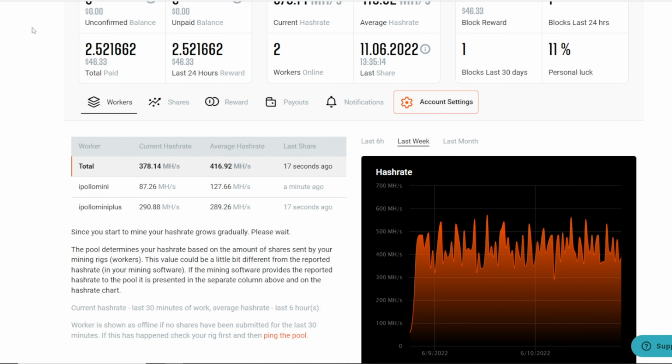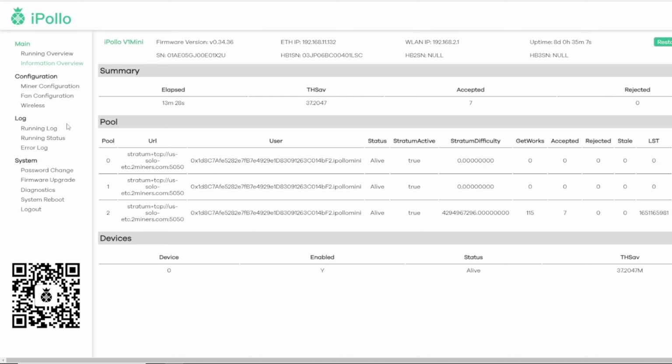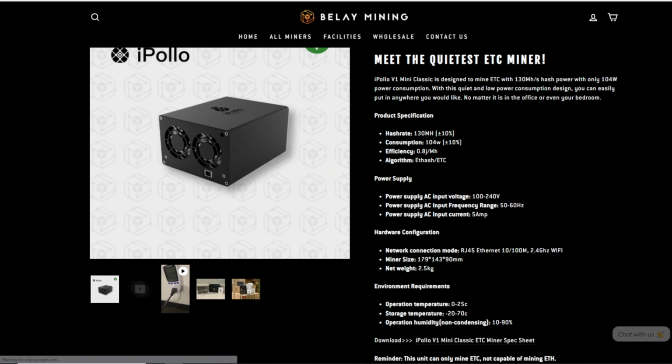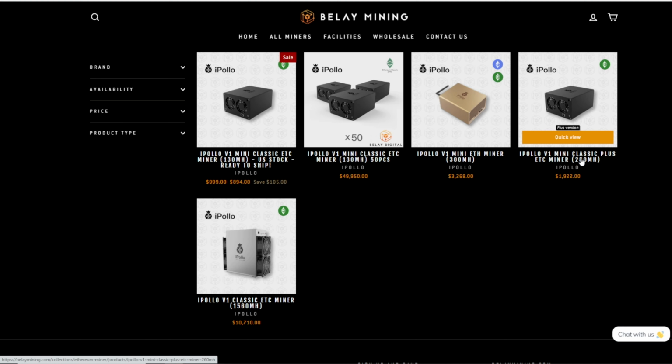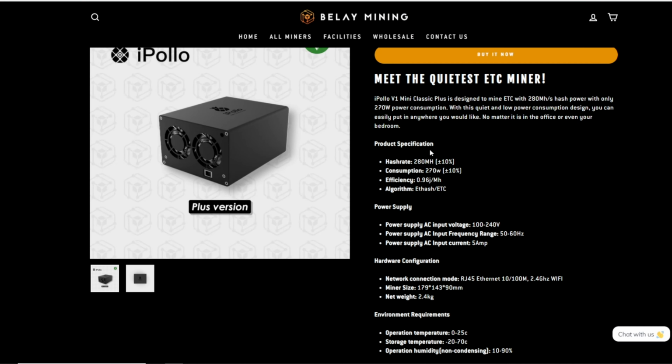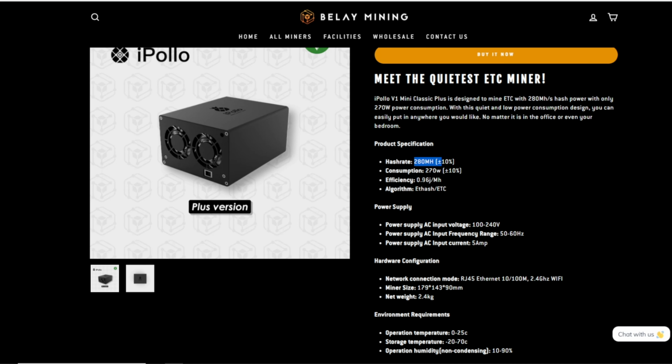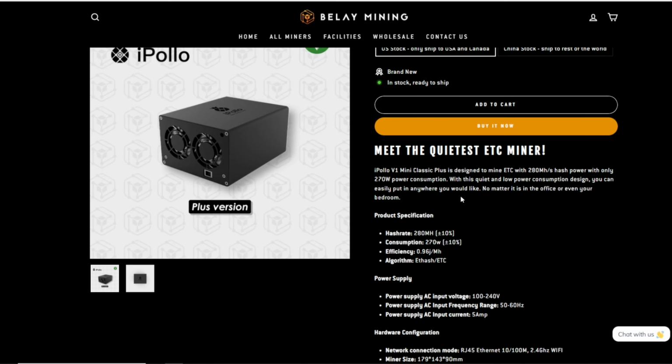iPollo Mini Plus. If anyone doesn't understand which models I have here, the V1 Mini does about 130 mega hash at about 110 watts. According to Belay Mining it's 104 watts. Mine does 110 watts when I did the review video of this. And then they do have the 280 mega hash version, which I have tested, which one I have here, the iPollo Mini V1 Plus. And this one does 280 mega hash, 270 watts around there.